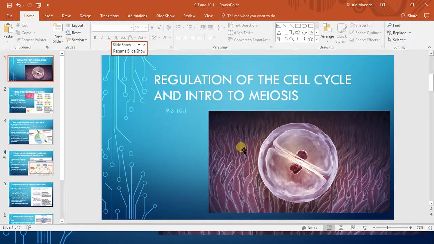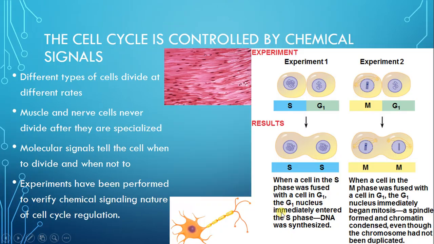So let's move on. So the cell cycle is controlled by chemical signals. So moving from one stage to the next is regulated by chemical messengers or chemical signals. So if we remember the chart where we have G1, S, G2, and then mitosis, and the portions outside of mitosis were in interphase.